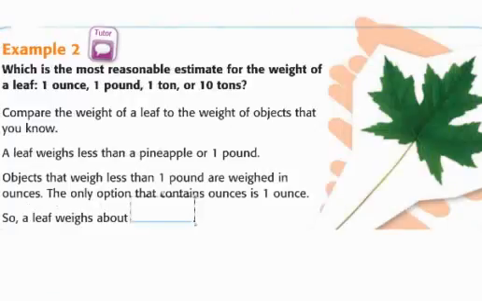Example 2. Which is the most reasonable estimate for the weight of a leaf? 1 ounce, 1 pound, 1 ton, or 10 tons? Now remember, an ounce is about a strawberry, a pound is about a pineapple, and a ton is about a car. So 10 tons would be 10 cars. Fall would be a very scary time if leaves were the weight of 10 tons. So we can eliminate the tons right away. A leaf weighs less than a pineapple, or 1 pound. Objects that weigh less than a pound are weighed in ounces. So the only option that contains ounces is 1 ounce. So a leaf weighs about 1 ounce.